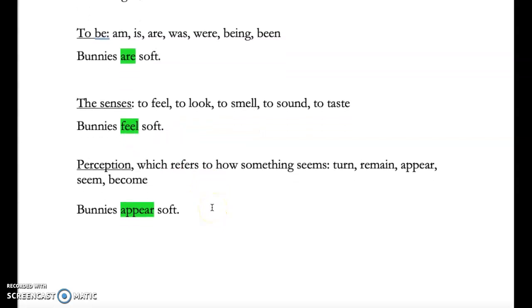The last linking verb is a little bit harder to wrap your head around, but I think that if you think about it, it makes sense. It has to do with perception, which is how something seems to be, how it turns, like the leaves turn red in autumn, how they remain, like evergreens remain green year-round, how they appear, how they seem, or how they become. So I could say bunnies appear soft, or bunnies seem soft, or bunnies become soft, although honestly they're always soft, so that wouldn't make any sense.